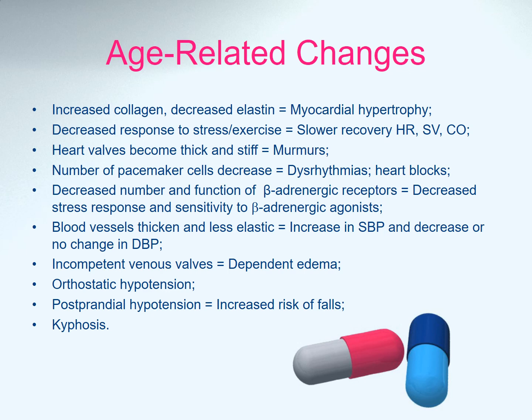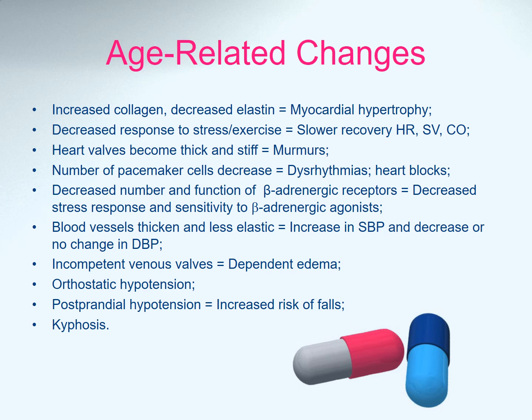Age-related changes, increased collagen and decreased elastin lead to myocardial hypertrophy. Decreased response to stress and exercise equals slower recovery heart rates, stroke volume, and cardiac output. Heart valves become thick and stiff, and so they can develop murmurs. The number of pacemaker cells will decrease, and that can cause dysrhythmias and heart blocks. Decreased number and function of the beta adrenergic receptors means a decreased stress response and sensitivity to beta adrenergic agonists.